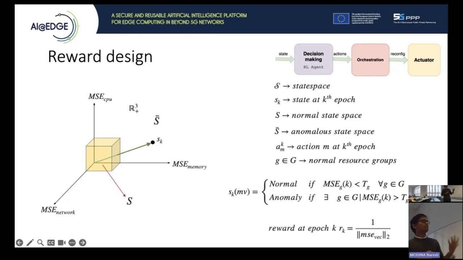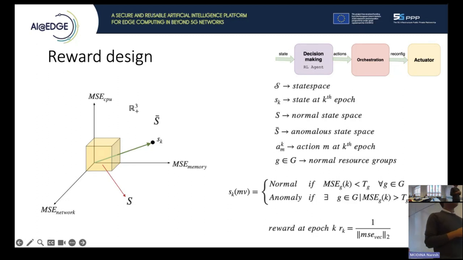And the reward is clearly, for example, if you see this image here, we could measure the distance between the actual normal state space and the observed anomaly. So this distance tells you how strong or less strong the anomaly is. So what we decided to do is to design a reward which is exactly opposite to the distance.